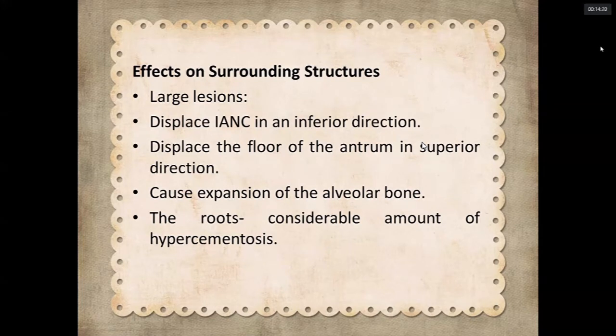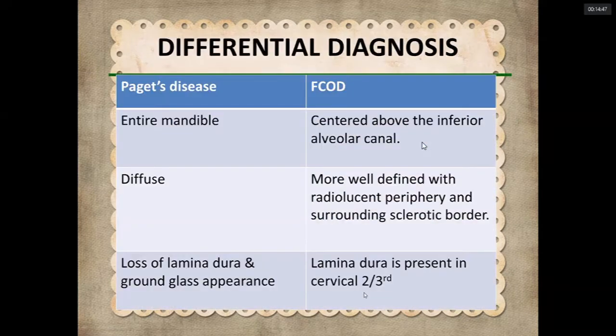So the larger lesions cause displacement of the inferior alveolar nerve canal in an inferior direction, displace the floor of the antrum in a superior direction, cause expansion of alveolar bone, and result in hypercementosis of the roots as well. So that was about the radiographic features of florid cementoosseous dysplasia. Now we are moving on to the differential diagnosis.